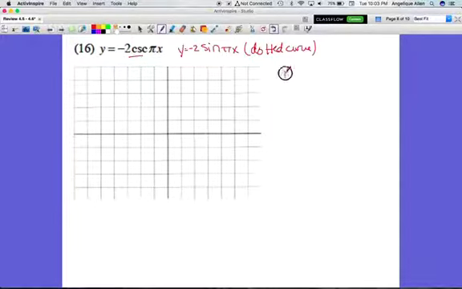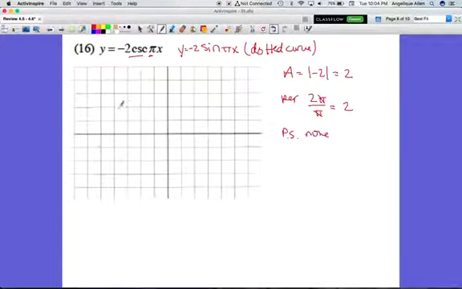So let's do our setup. Amplitude is the absolute value of negative 2, which is 2 for wave height. Period, back to 2 pi, no longer on tangent and cotangent, divided by b. b in this case is the coefficient of x, pi, and my pi's will cancel, and I'll have a period of 2 with no pi on it. And then phase shift is non-existent because I don't have plus a number here. So here we go. Sine not shifted left or right is going to go through the origin every time.